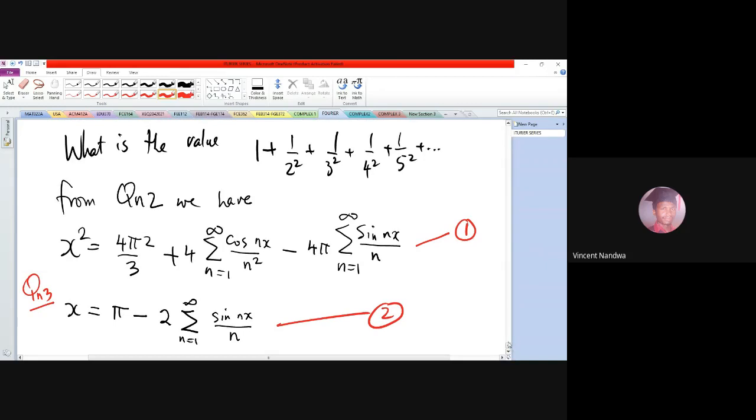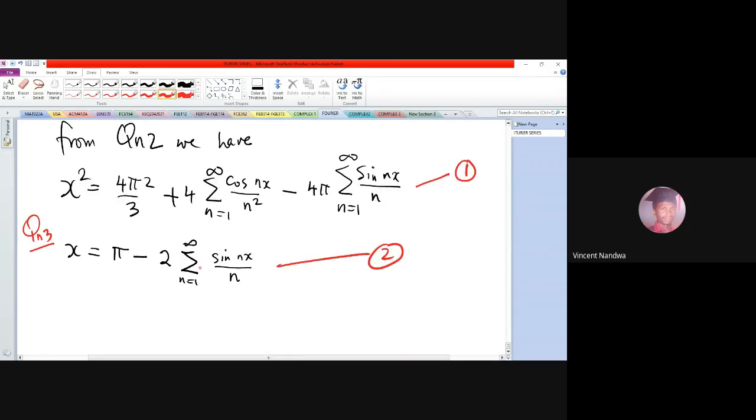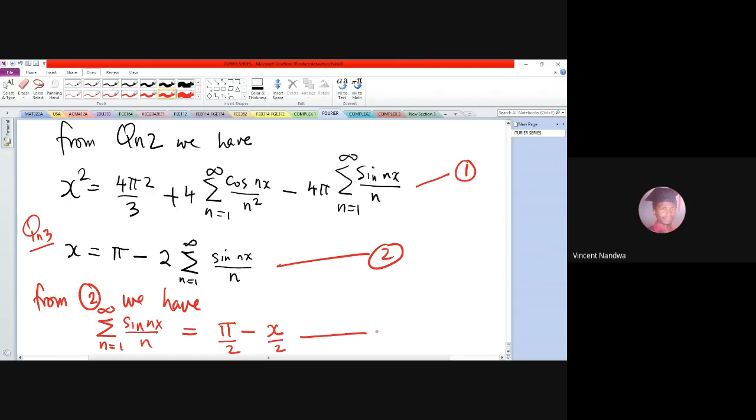So we see clearly that from equation 2, which is the solution of question 3, let's make this one the subject. So summation n from 1 to infinity sine nx over n will be pi minus x, and then I need to divide by 2. It's like I divide everything by 2, and then I take this one to the left. So this is what I have. So I'll call this one question 3.